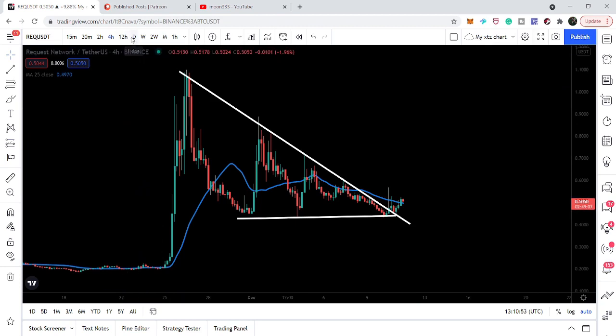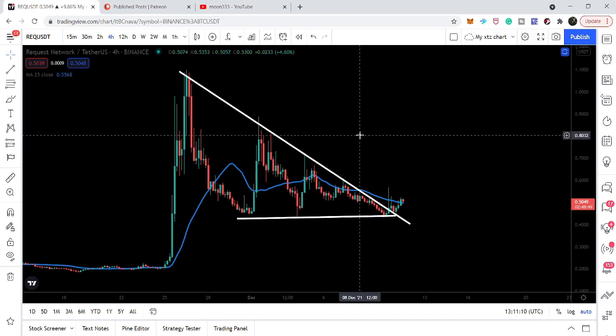However, I'm expecting that this move can be continued, and while trading this pattern we can set our stop loss here. That is the recent swing low below before this breakout, that was 45.5 cents. That can be used as a stop loss as well.